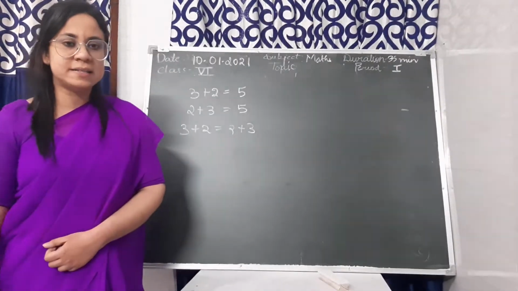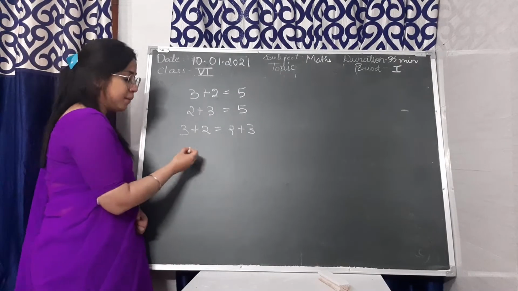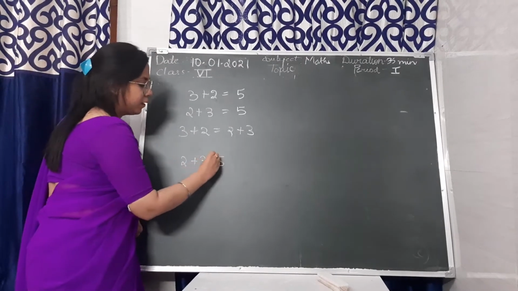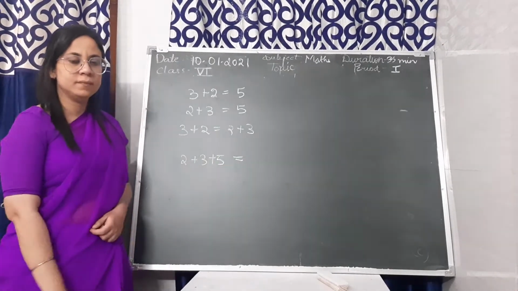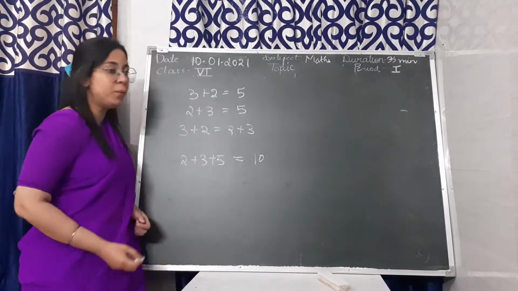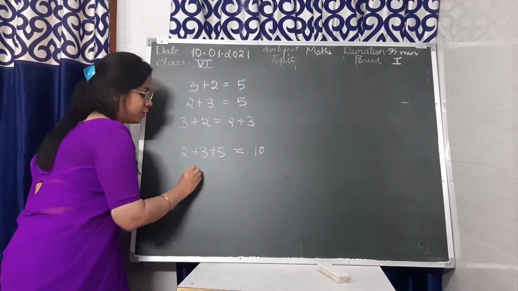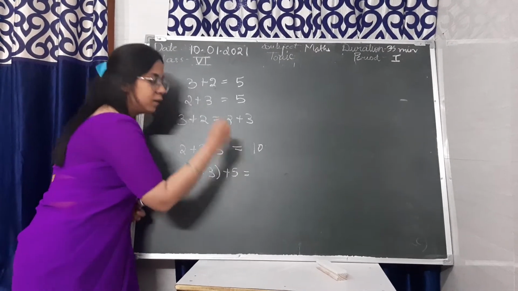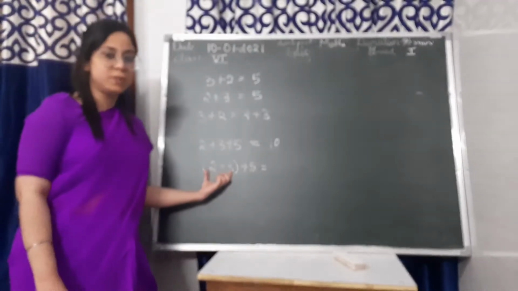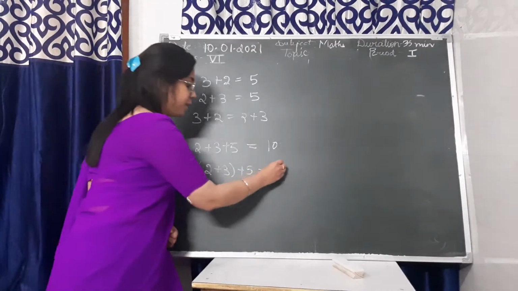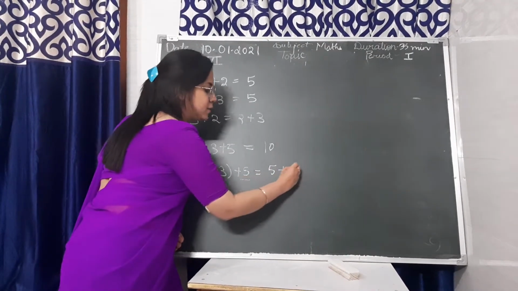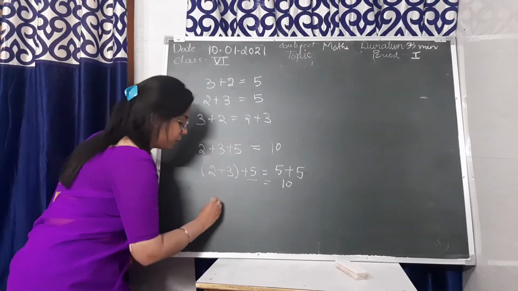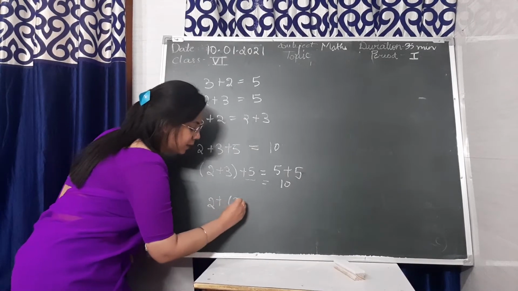Now if I take another example, three numbers, say 2, 3 and 5, and I want to add them, what will I get? 10. Great. If I want to add 2 and 3 first, we all know that we can put a bracket and then solve it. What is 2 plus 3? 5. And again if I add 5 to it, what will I get? 10.